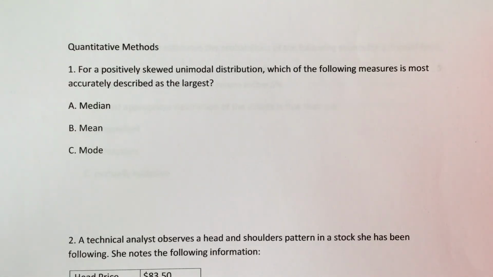Question 1. For a positively skewed unimodal distribution, which of the following measures is most accurately described as the largest? A. Median, B. Mean, C. Mode.